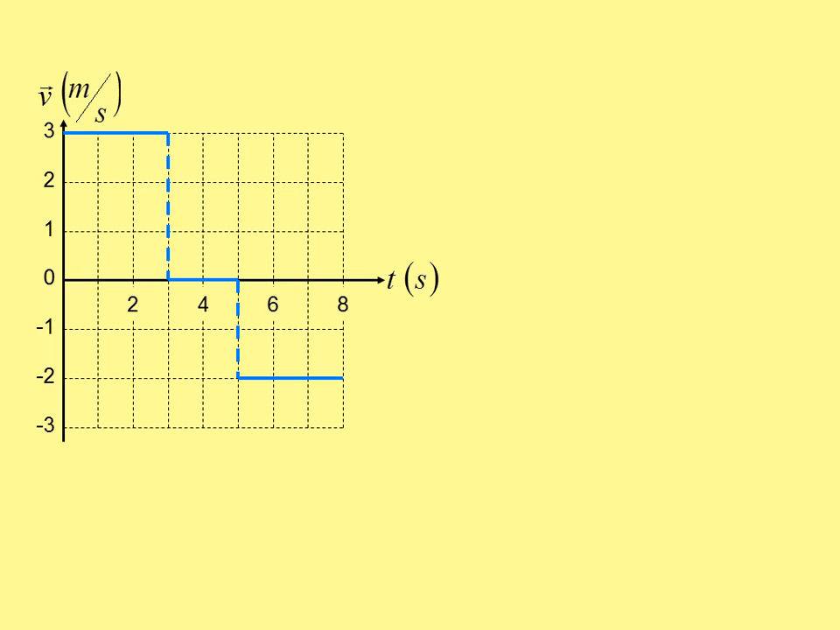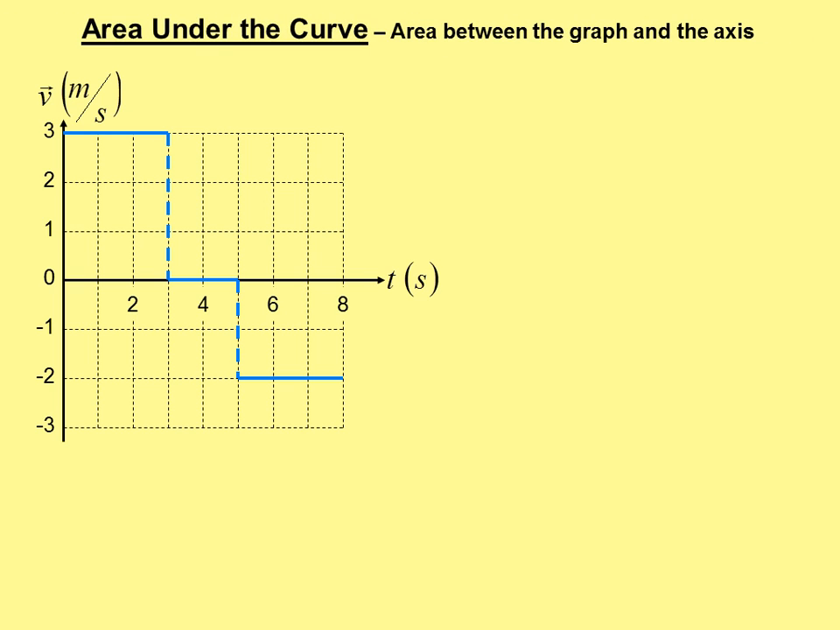Now, up to this point, we've pretty much confined ourselves to looking at slopes and y-intercepts when we are analyzing graphs. But that's not the only thing we can look at. There's also something called the area under the curve. This is the area between the graph and the axis. Now, you may first be wondering, where's the curve? We have straight lines here.